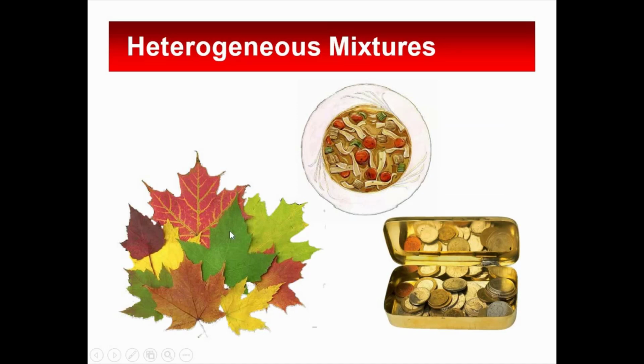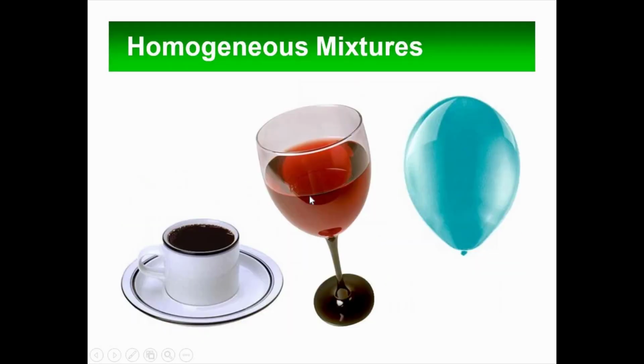For a heterogeneous mixture, as we can see here, you can easily differentiate between the different kinds of leaves, and here also you can differentiate between the different colors or different materials. Here it's too easy, and also in this soup you can find the components and differentiate between them easily. But if we are talking about a homogeneous mixture, you know that the balloon has a mixture of gases. Can you differentiate between the components? Can you differentiate between oxygen and hydrogen and carbon dioxide inside it?